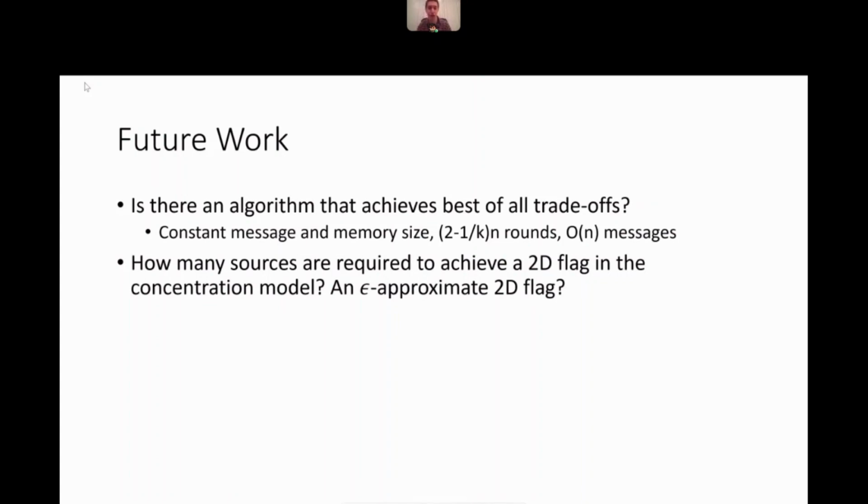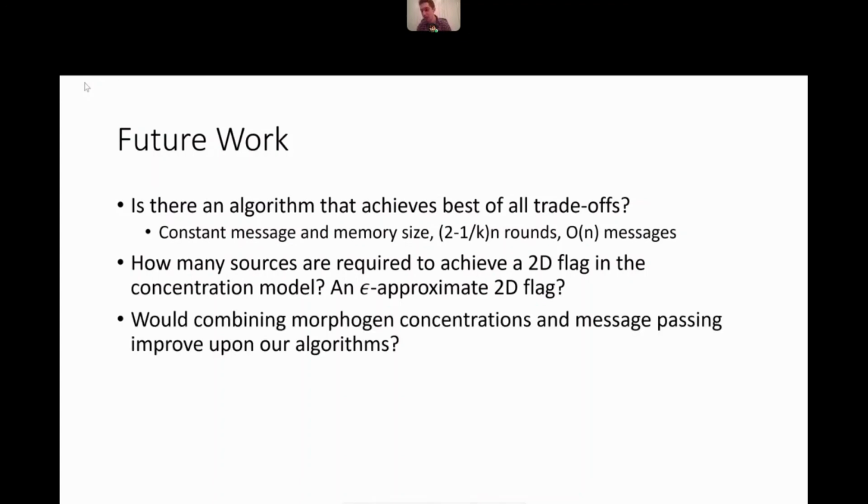Another question is, in the 2D flag in the concentration model, how many sources are required? Can we produce an epsilon approximate flag? How do we find a good solution here? Another idea is, could we combine these two models and improve on our algorithms that way? This seems like it could also be biologically possible. And finally, could we extend this to other shapes in an interesting way, or even 3D flags or flag-like objects?